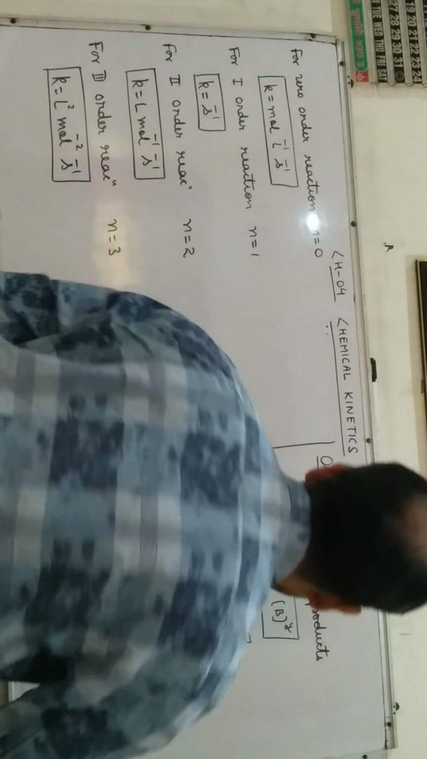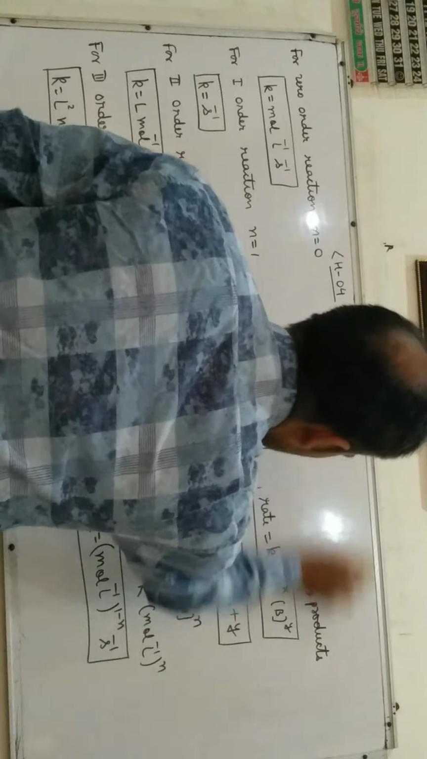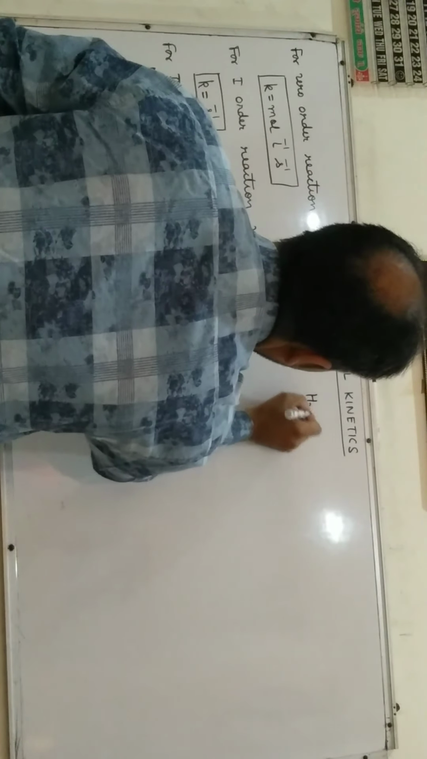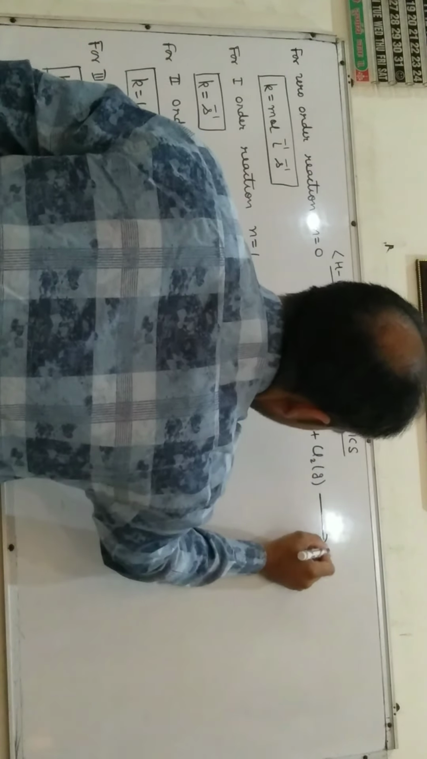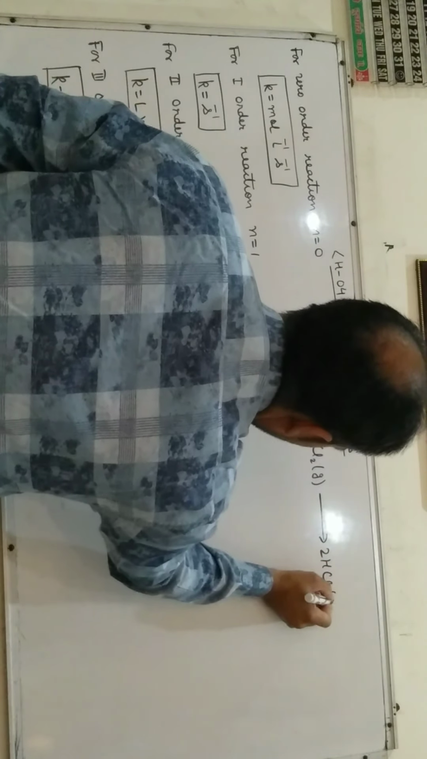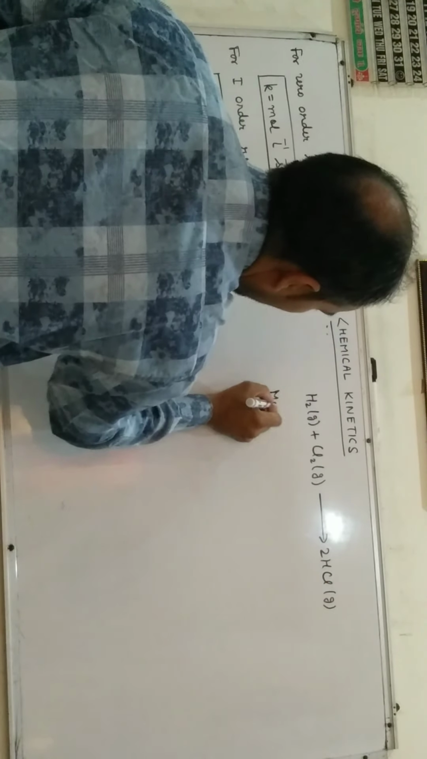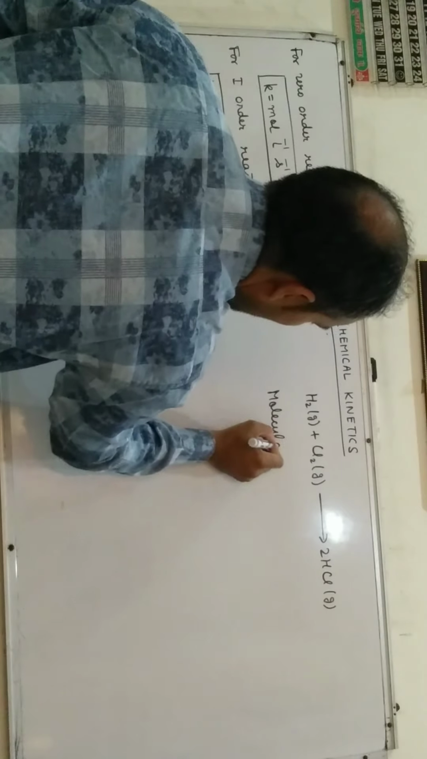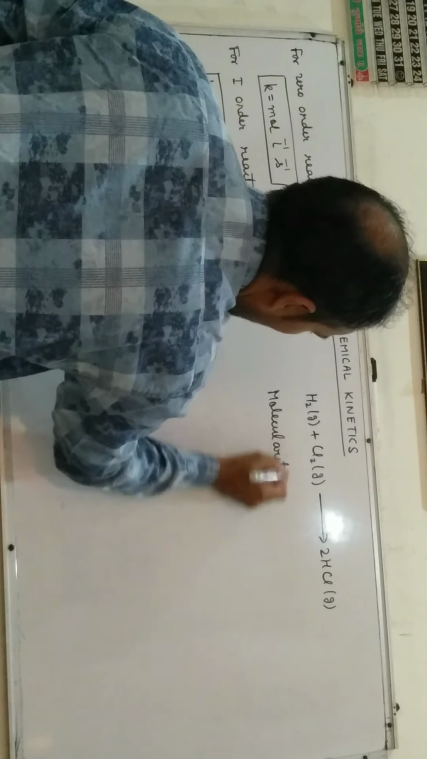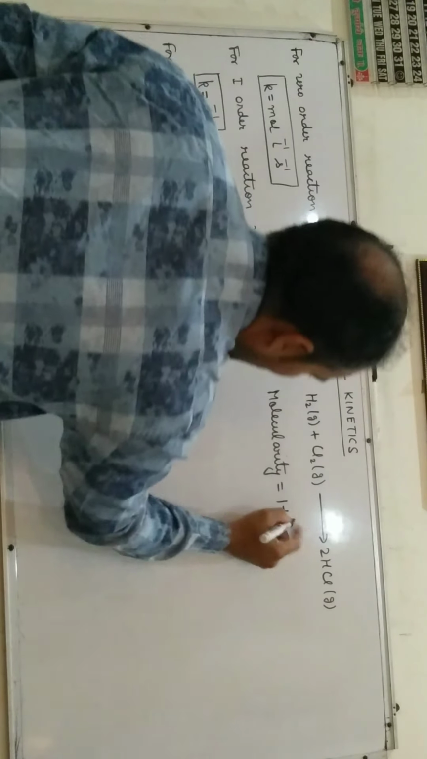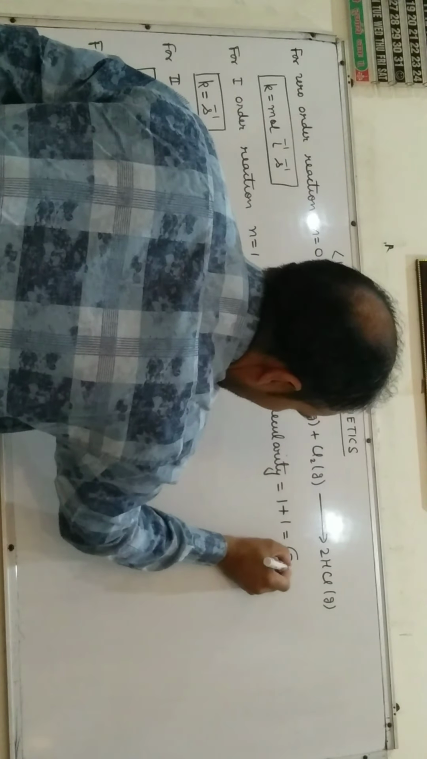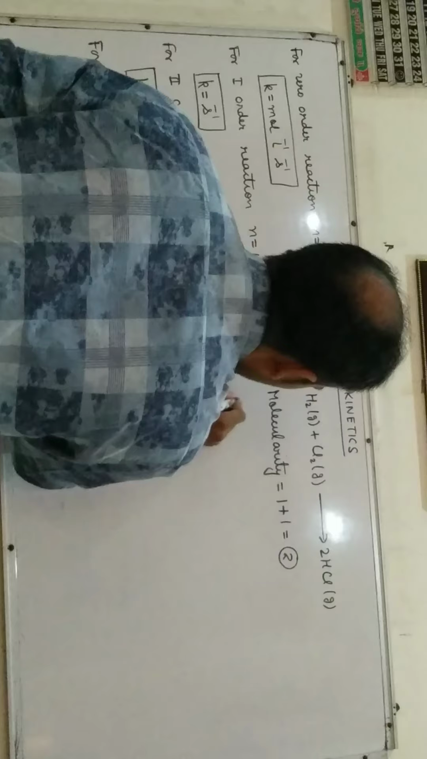Suppose we have a reaction H2(g) plus Cl2(g) gives 2HCl(g). We have to calculate the molecularity of the reaction. So molecularity is the sum of the reacting species. It is 1 mole of H2 and 1 mole of Cl2 that participate. So molecularity comes out to be 2.